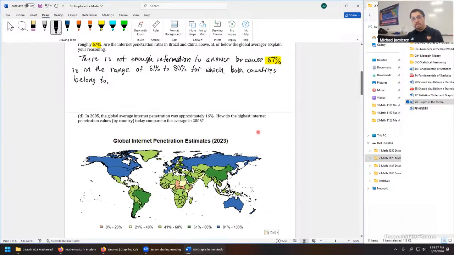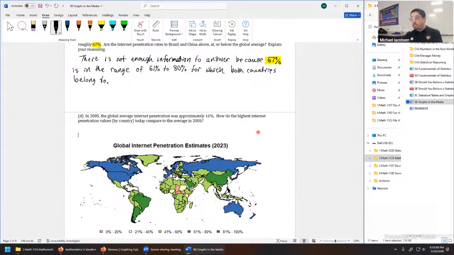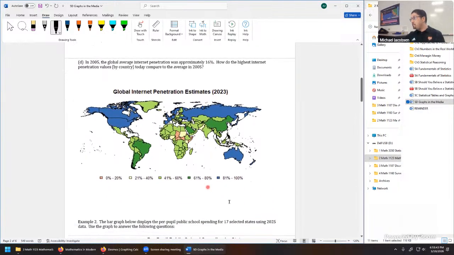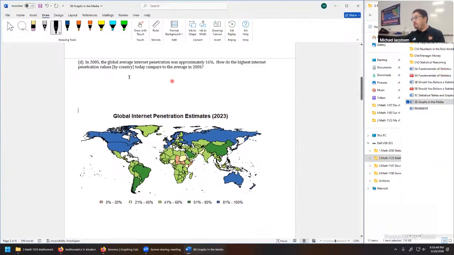Part D says, in the year 2005, the global average internet penetration was roughly 16%. Going from 67 to 16 is pretty stark. But if all we're looking at is, say, just this graph down below, it asks, how do the highest internet penetration values by country today compare to the average in 2005? Again, that's kind of a remarkable figure. That's just 21 years ago, and a lot has changed.